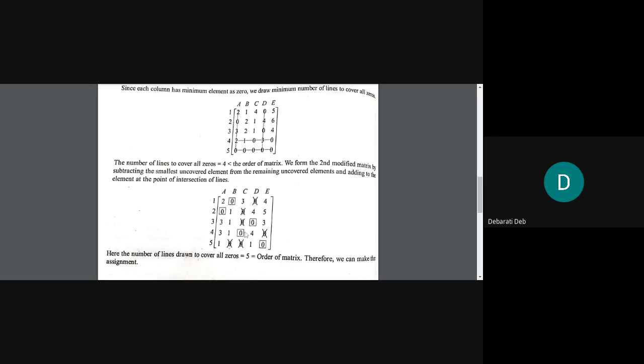Then it will be 1, 0, again a point of intersection, so it will be 3 plus 1, 4, and 0. The last one has 2 points of intersection, so the first element will become 1, then 0, 0. Then again the fourth element in the fifth row will become 1, and 0 will remain 0. Quickly form the second modified matrix and then draw the lines again. I think this time you will have 5 lines drawn to cover all the zeros.